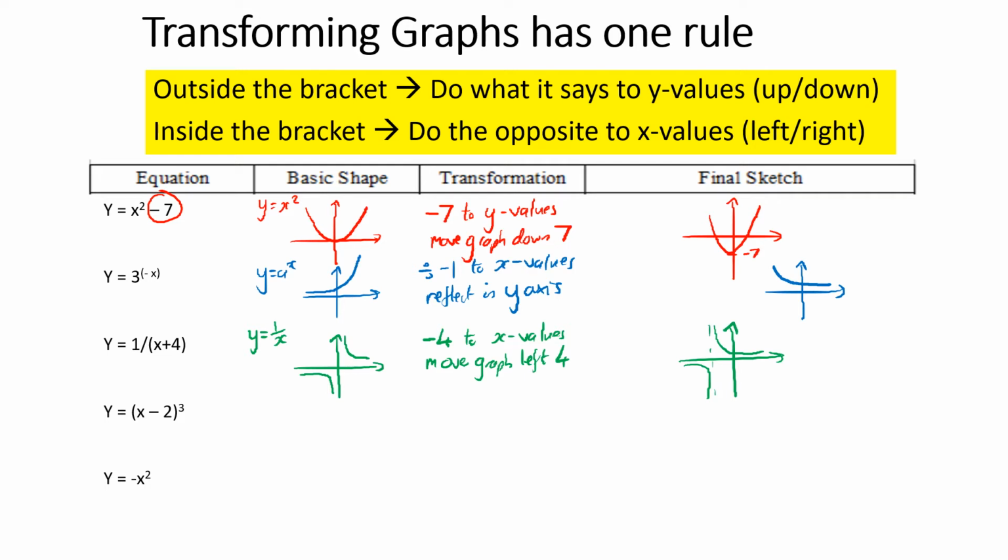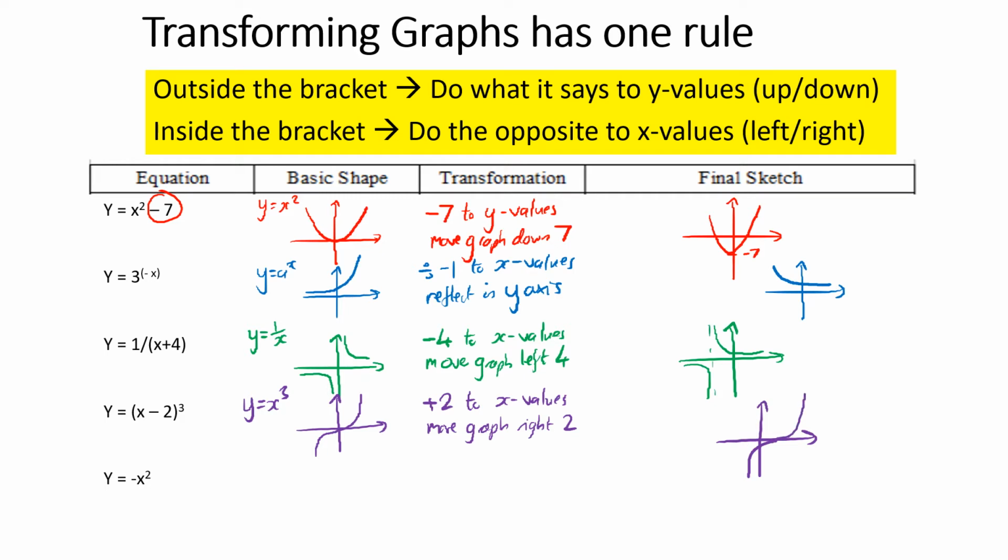So this next one, that's got a cube in it. It's going to be like y equals x cubed. What does x cubed look like? Looks like that. What's the transformation? Well, it's a minus 2. Is it inside a bracket? Yes. So we do the opposite of that to our x values. We're going to plus 2 to the x values. What will that do? It will move the graph to the right this time by 2. So what would our final graph look like? It would look like that graph, but shifted 2 squares to the right.